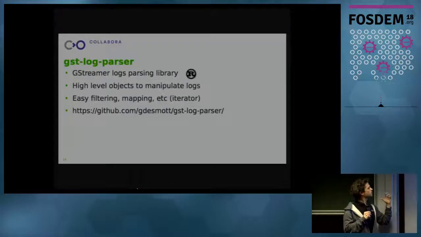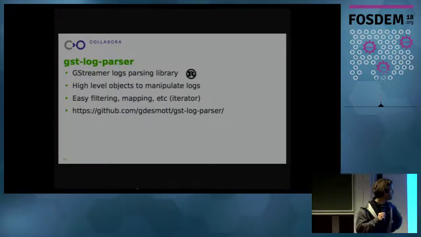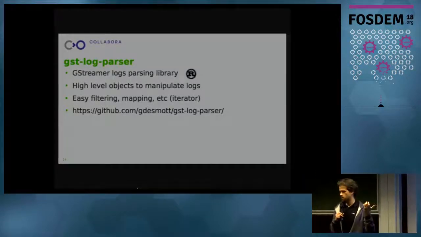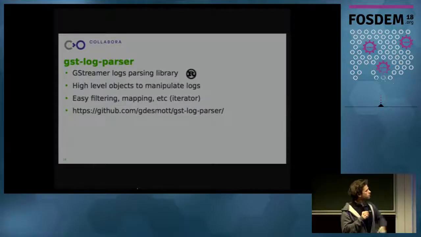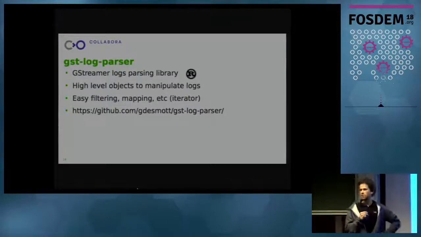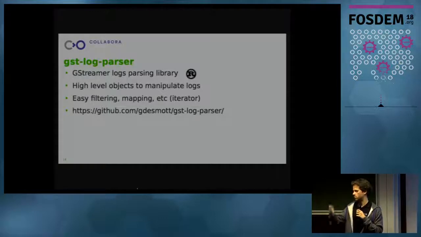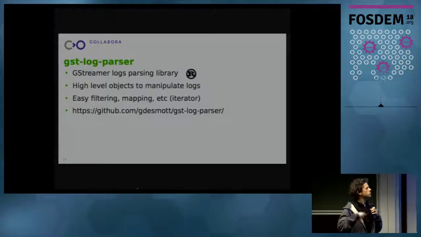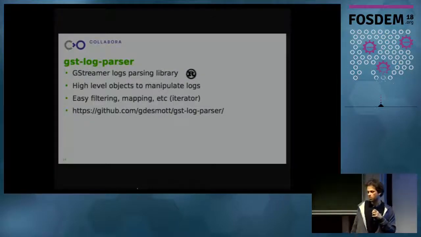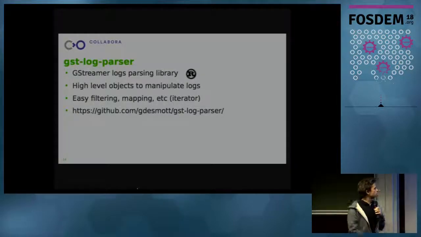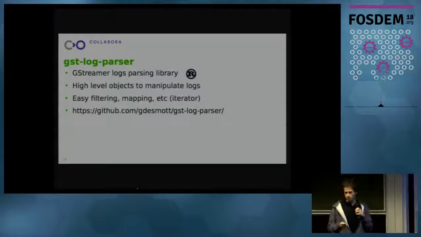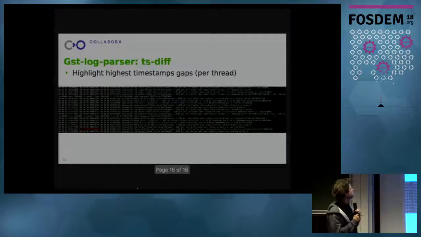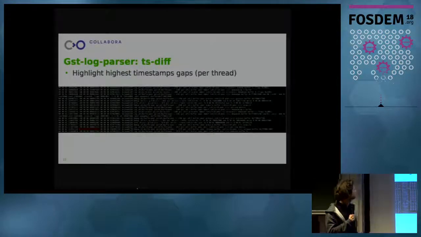It's a high-level parsing library which will read your log and create high-level objects for them. It will give you an iterator in Rust, and from that you can very easily filter for a specific category, from a specific object, specific line or whatever, and basically do whatever you want with that. The code is there on GitHub, and I will just give you one small example of things you can really easily do.